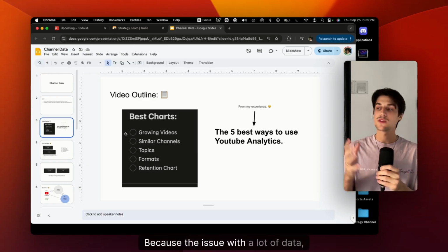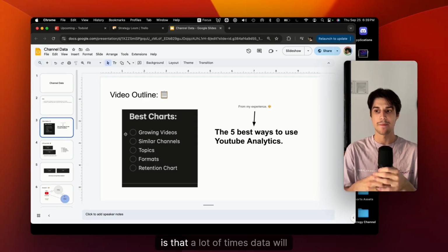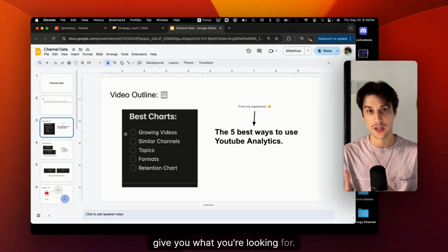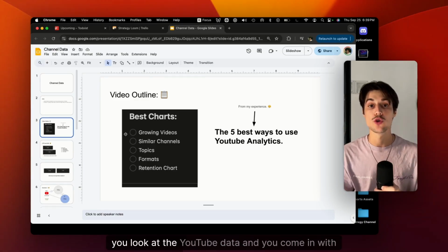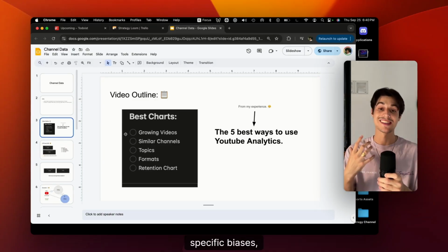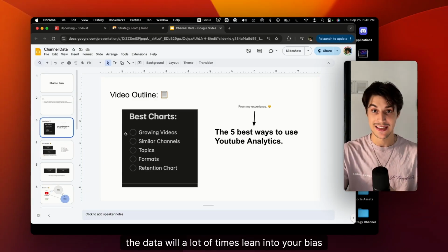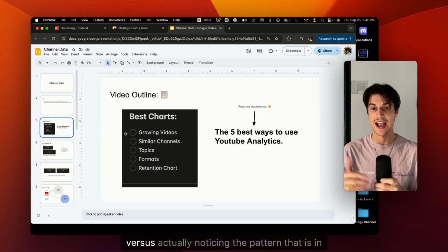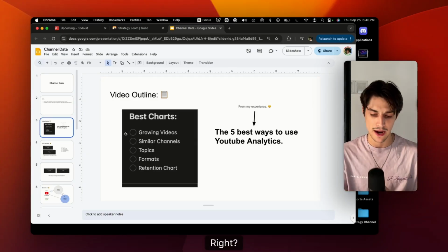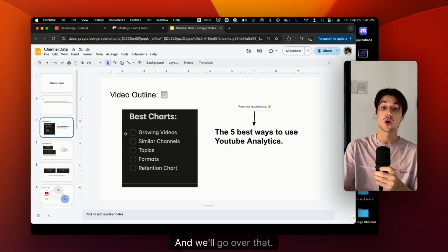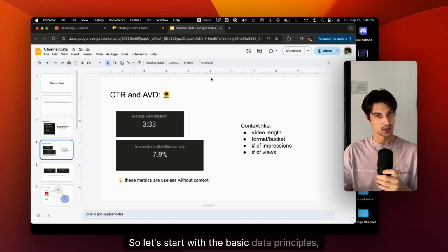Because the issue with data in general is that a lot of times data will give you what you're looking for. So if you look at the YouTube data and you come in with specific biases, the data will a lot of times lean into your bias and you'll just find what you're looking for versus actually noticing the pattern that is in there, right? Because there's a lot of variables when it comes to data, of removing and introducing variables, and we'll go over that. So let's start with the basic data principles, right?